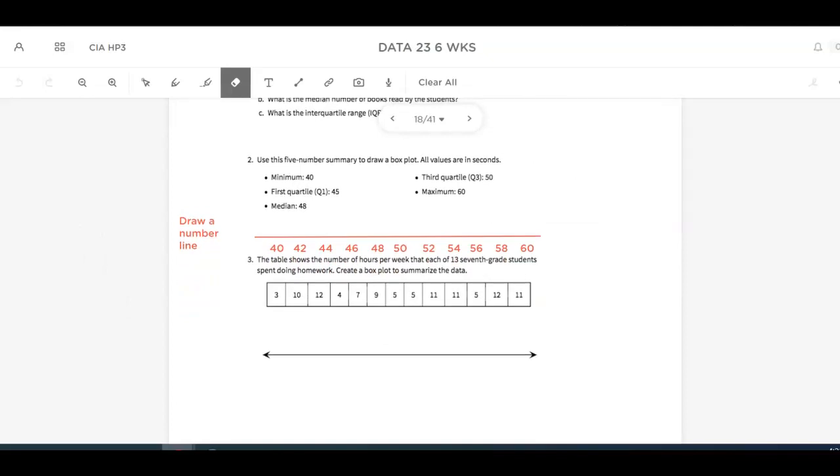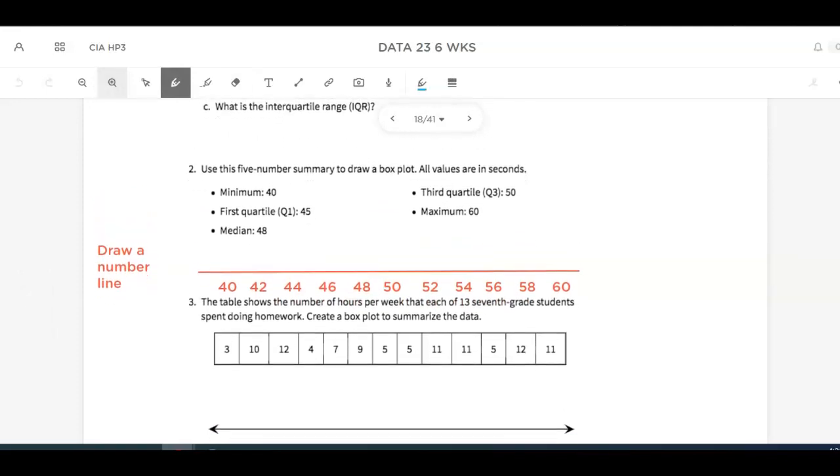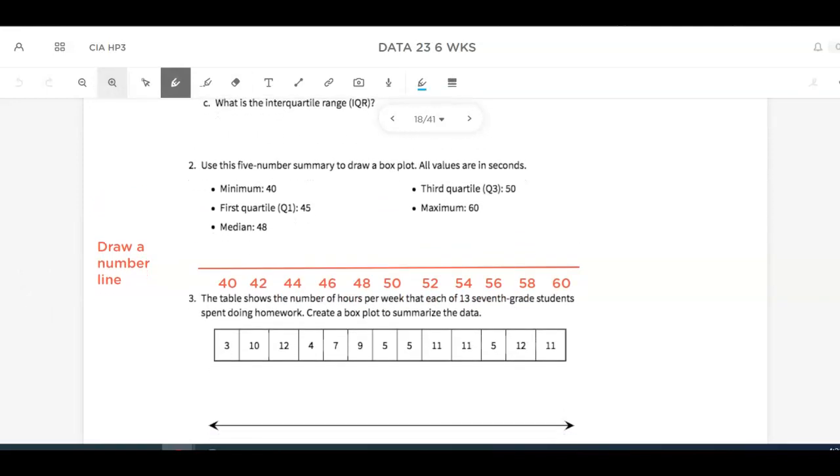Okay, on the other page back here, we did number 2 in class together. First of all, on your actual assignment, there is no number line. So you are going to have to draw the number line and number from 40 to 60. And we're going to put points on that are in this 5-number summary that they gave us. So I'm going to put a point on 40 and 45. 45 would be in the middle here. 40, 45. Q3 is 50. Maximum is 60. And median is 48.